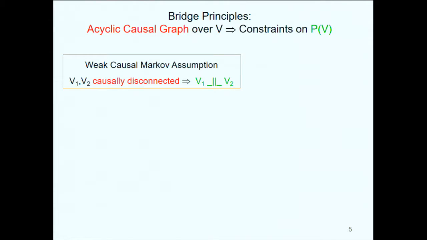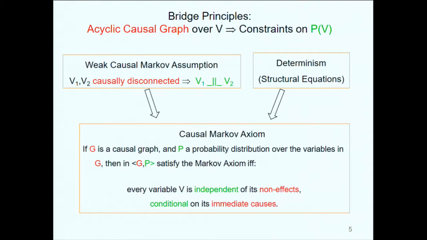So if we accept that assumption, the weak causal Markov assumption, and we accept this account of causation that's deterministic, so we have structural equations of the sort that I showed you yesterday, both in the SEM and the generalized SEM, then those two accounts together produce the causal Markov axiom, which is the general connection. I'm not going to go into it in any depth, but you have a G as a causal graph, and you have P, a probability distribution over the variables in G, and that pair, graph and probability distribution, satisfy the Markov assumption if every variable is independent of its non-effects when I condition on its immediate causes.